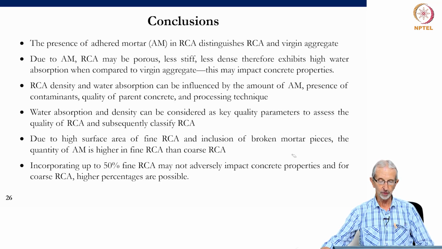The RCA density and water absorption can be influenced by the amount of adhered mortar, the presence of contaminants, the quality of the parent concrete, and the processing technique. Water absorption and density can be considered key quality parameters to assess the quality of RCA and therefore to classify it. Due to the high surface area of the fine RCA and the inclusion of those broken mortar pieces, the quantity of AM is higher in fine RCA than in coarse RCA. And lastly, incorporating up to 50% fine RCA may not adversely impact the concrete properties, and we could possibly go even higher in the fine and certainly higher in the case of coarse RCA.